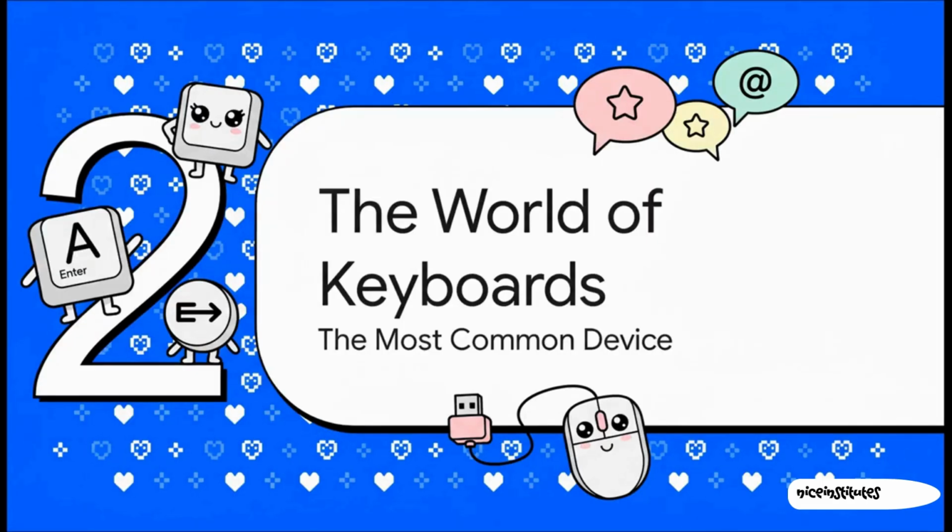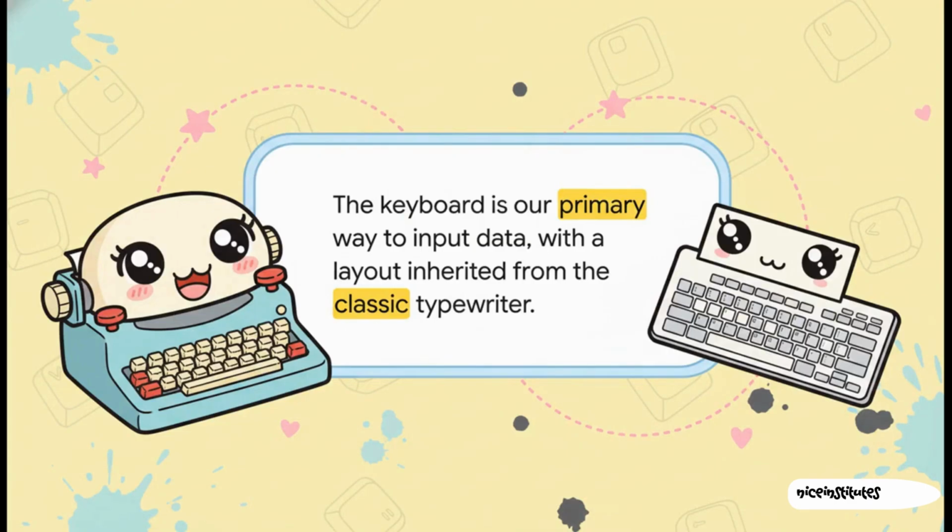Well, we've got to start with the OG, the most common input device of them all, the keyboard. It is, for most of us, the main way we get our thoughts and commands into the computer. Now, that QWERTY layout we all use today, it's a direct descendant of the classic typewriter. And here's a fun fact for you. That layout was actually designed to slow typists down so the old mechanical arms wouldn't jam. Crazy, right? Of course, while the layout has stuck around, it's been massively upgraded with a whole bunch of new keys for the digital age.